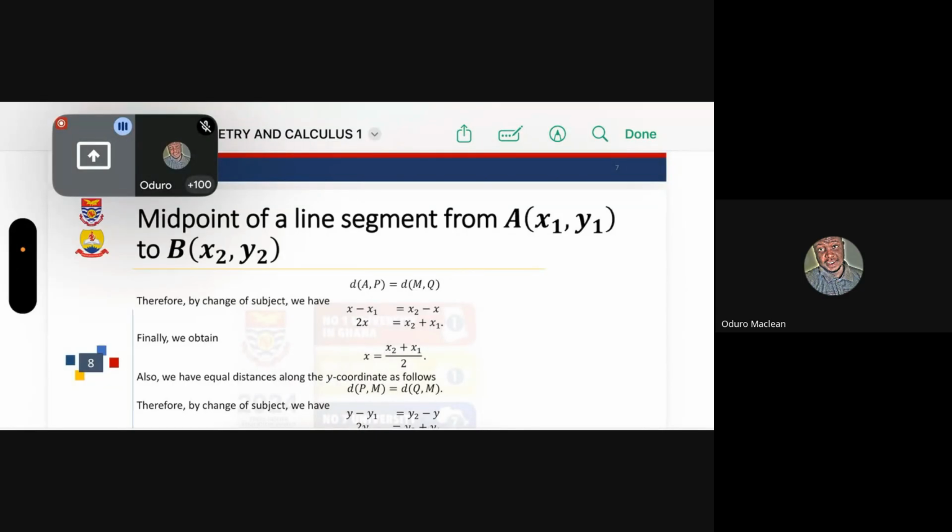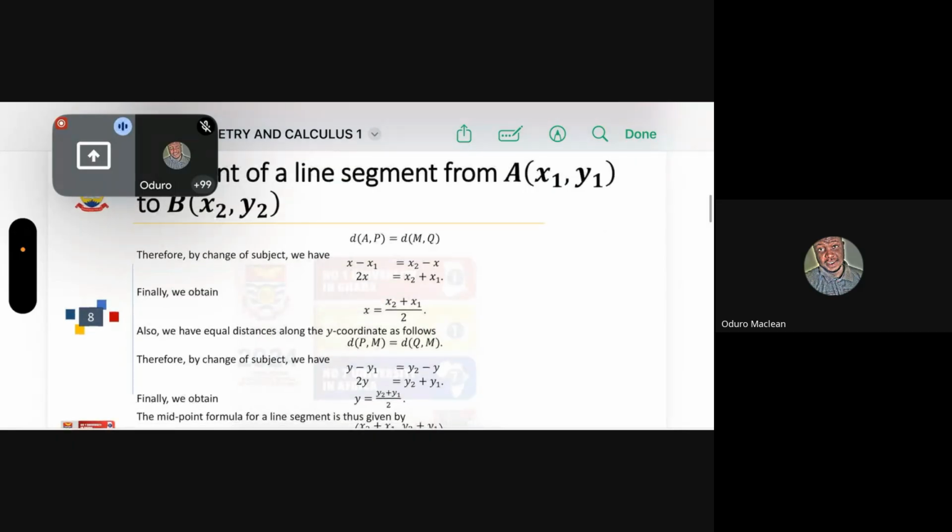Then we are just grouping the x. We want to make x the subject. So group the x values, and we get 2x is equal to x2 plus x1. Then, making x the subject, as I said, I have to divide through by 2, and I'm going to get my x to be x2 plus x1, all divided by 2. That is for my x coordinates.